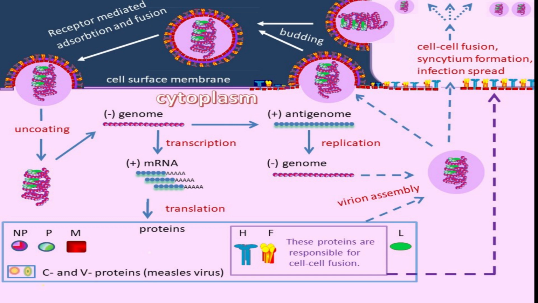Part 2, The Sneaky Replication. Once inside, the virus wastes no time. It hijacks the cellular machinery to replicate itself, creating an army of viral clones. As the virus multiplies, symptoms start to emerge: fever, cough, runny nose, and those infamous red, watery eyes.